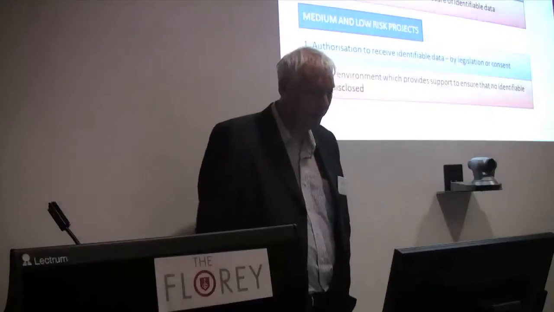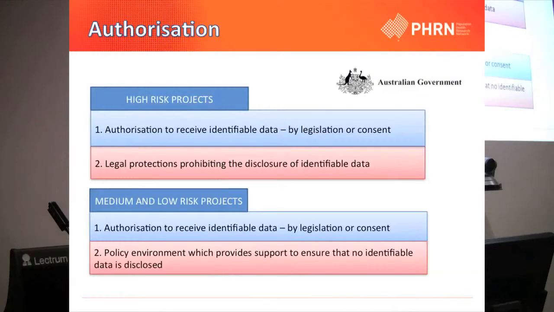There's been a few different iterations of the risk profile, but it actually comes down in the end to a judgment of the data custodian, which in the case of the Department of Health and Ageing will usually mean that if you're using something like MBS or PBS, they will judge it as high risk. And there's a different protocol for high risk projects than ones that are regarded as medium and low.